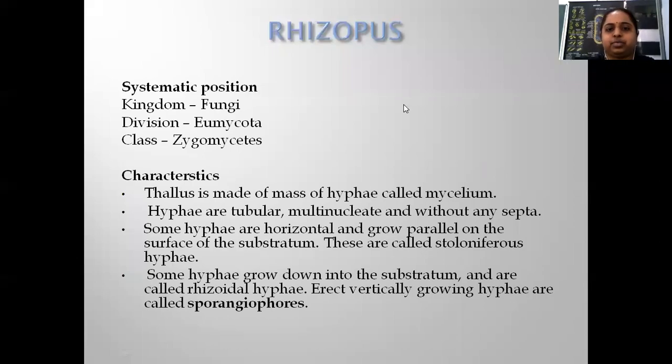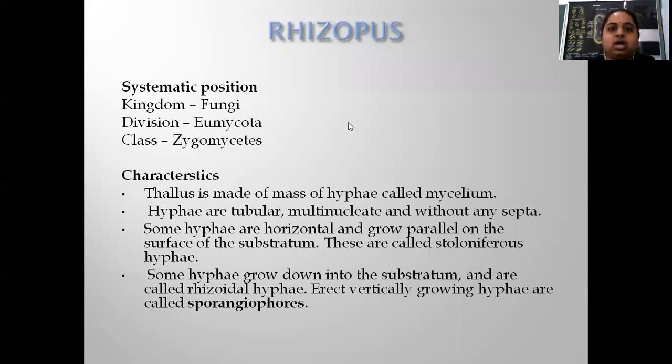Hello students. In the last session, we had discussed the practical study of morphology and we had studied a few specimens. Today we'll continue with the same practical and we will be studying a few more specimens under the same practical. In the last session, I had discussed some organisms coming under kingdom fungi.